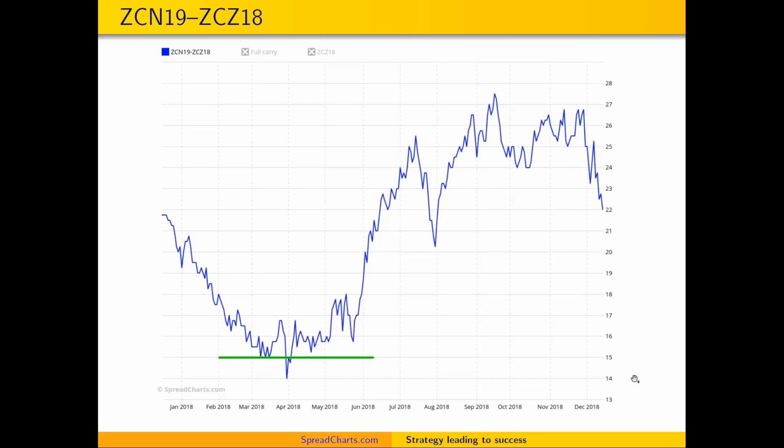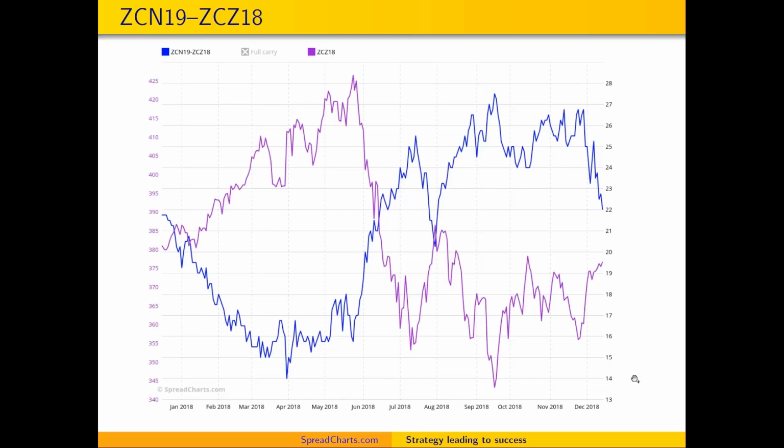Here is another chart where we added the price of the underlying commodity, specifically the December 2018 contract. It's a purple curve and you can do this easily in the Spread Charts app. And here's the strange thing. The price of the bear spread actually grew together with the underlying commodity between the end of March and the end of May 2018. But this is certainly not how things should be.